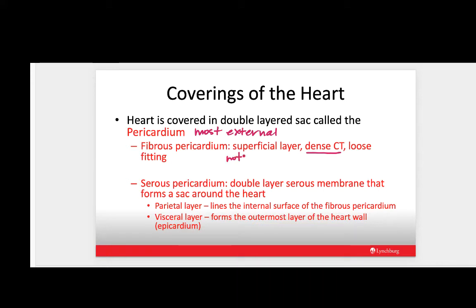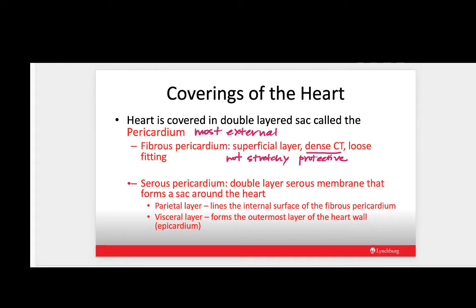It is not stretchy. And so this fibrous pericardium that covers the heart, it kind of covers it loosely. So it's kind of loose fitting and just lays on top of it, is not stretchy. And so it's very protective. Okay. And that's what we have there as our most external layer.